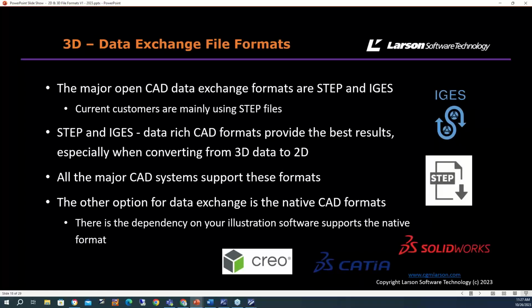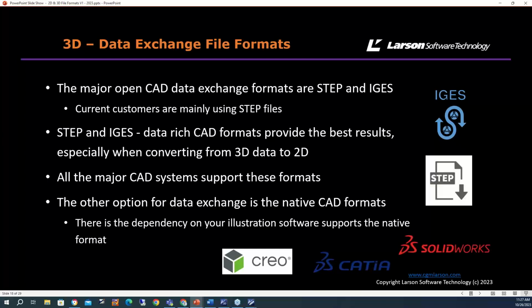So what are the exchange formats? How am I going to get my files from my CAD system? We would probably recommend you look at STEP and IGES. Our current customers are mainly using STEP files. At one time it might have been IGES, but today STEP is probably the easiest file format to get from your CAD department or CAD source.